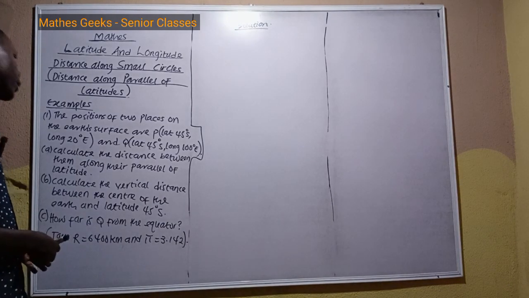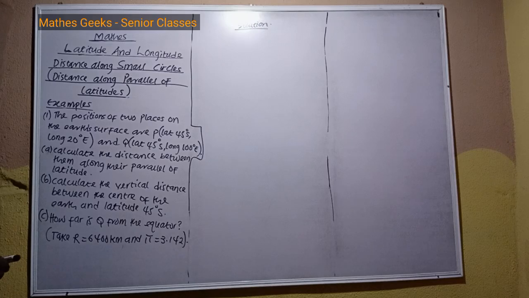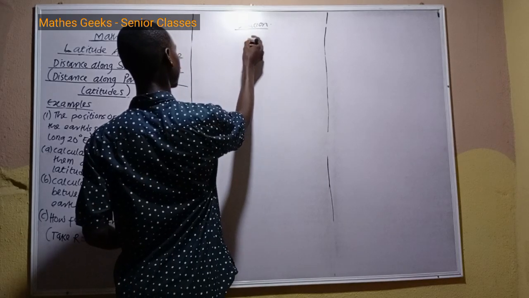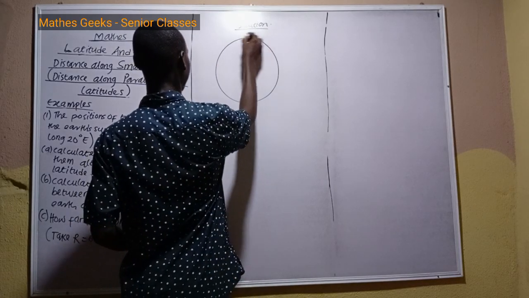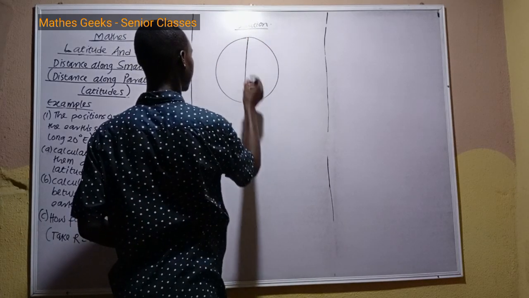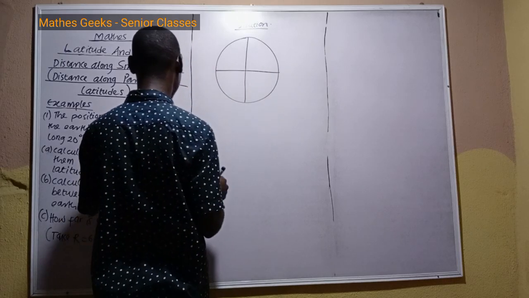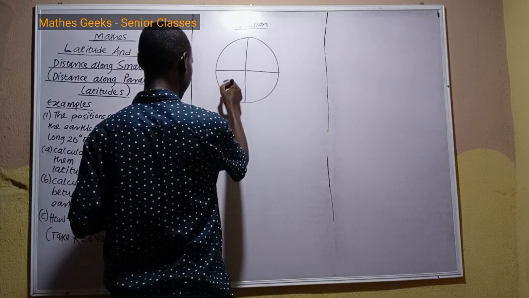The positions of two places on the Earth's surface are P, latitude 45 degrees south, longitude 20 degrees east, and Q, latitude 45 degrees south, longitude 100 degrees east. So first we get latitude 45 degrees south.